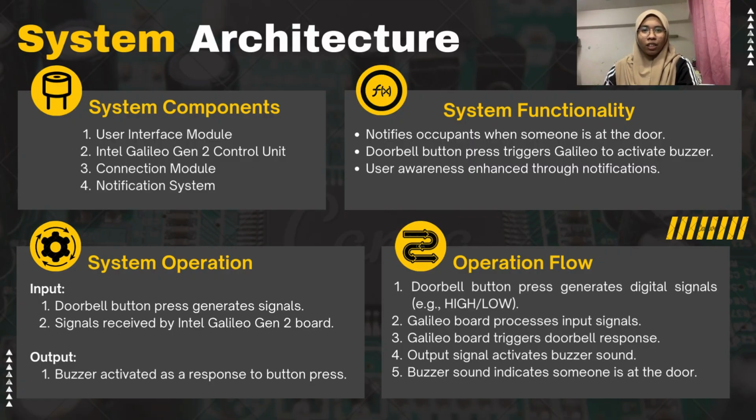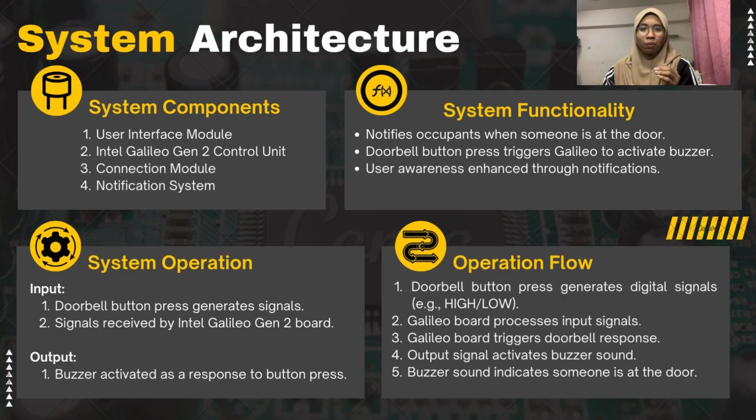Thank you, Ainin. Now I will present about system architecture of the doorbell system buzzer. First, the system component has four: user interface module, Intel Galileo Gen 2 control unit, connection module, and the notification system. So the next is system operation. We have two, input and also output.